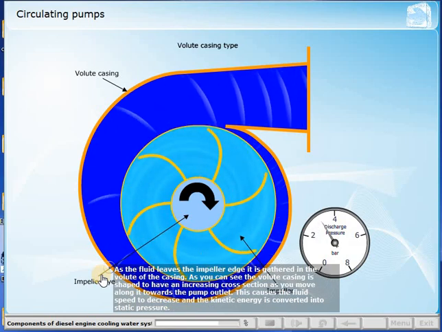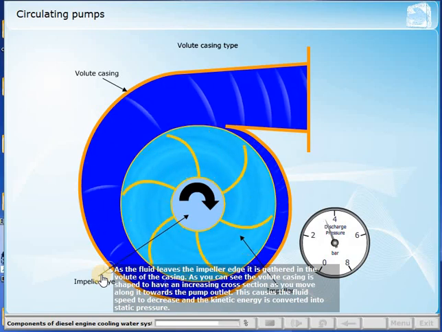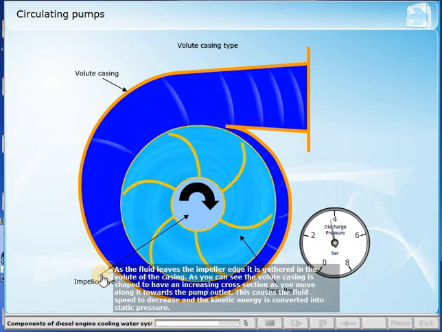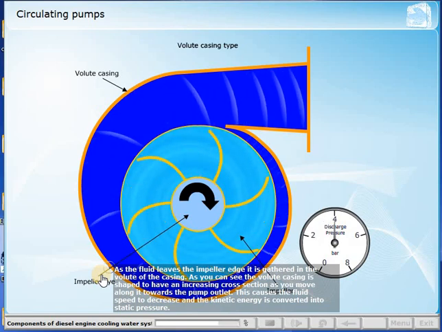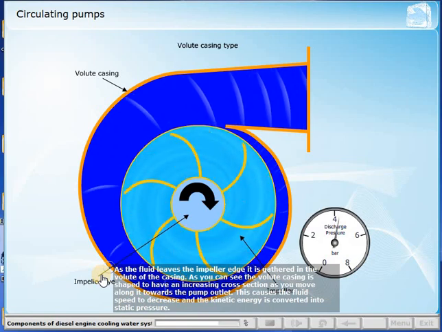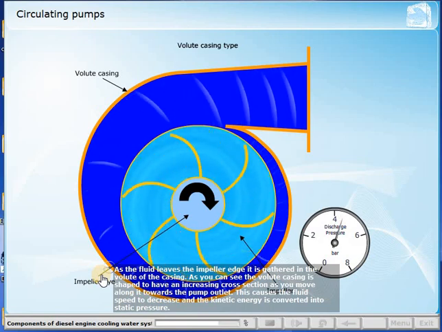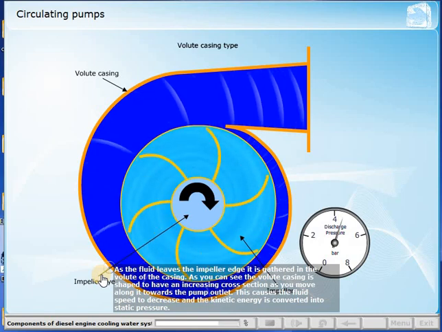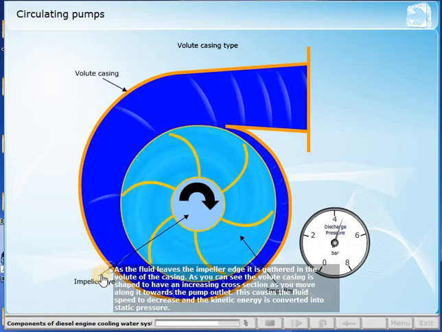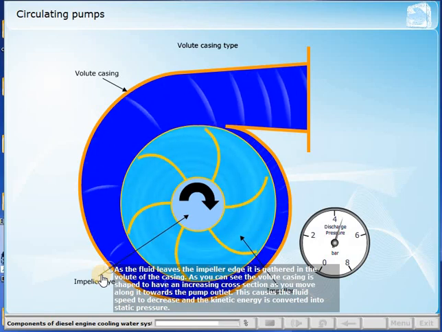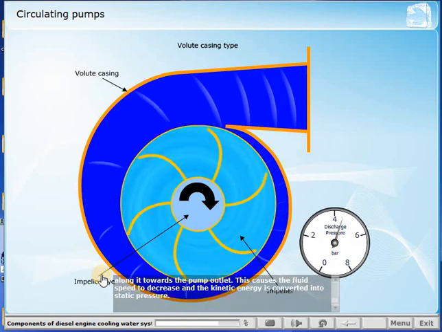As the fluid leaves the impeller edge, it is gathered in the volute of the casing. As you can see, the volute casing is shaped to have an increasing cross-section as you move along it towards the pump outlet. This causes the fluid speed to decrease, and the kinetic energy is converted into static pressure.